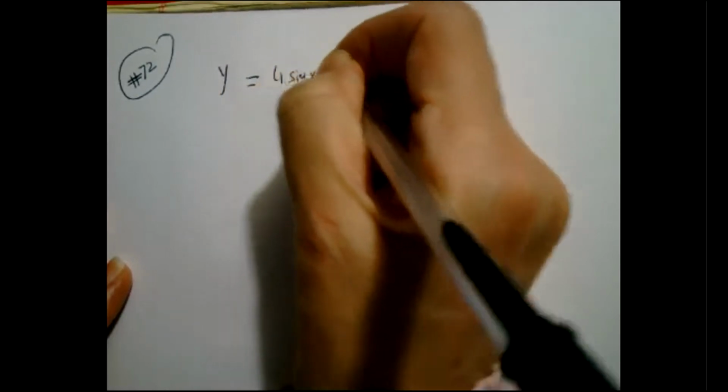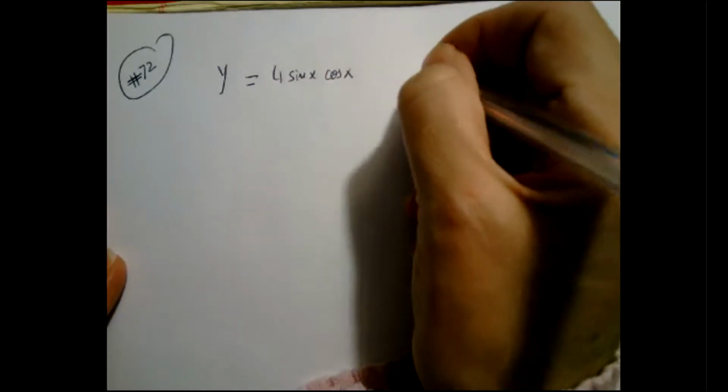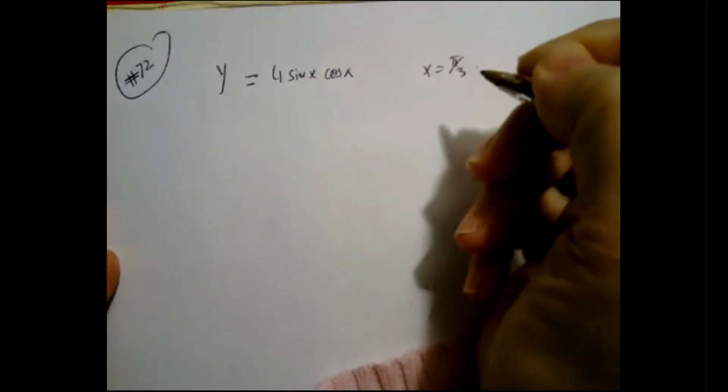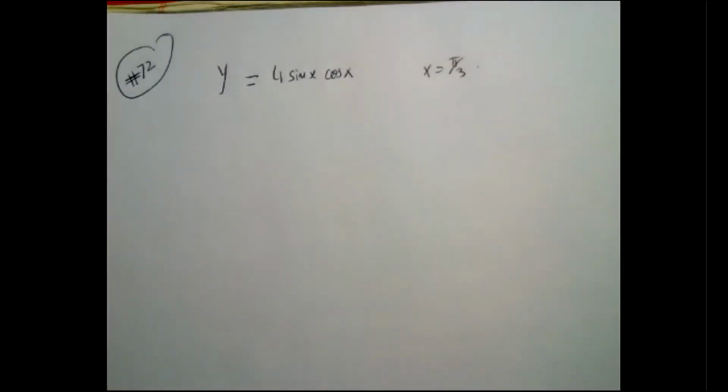Right, so we have a look at 72. We have the function y equals 4 sine x cosine x. Usually, if two problems are similar, I will pick only one of them. The question is: find an equation of the tangent line to the following curve at the given value. So we have to find the equation of the tangent line.